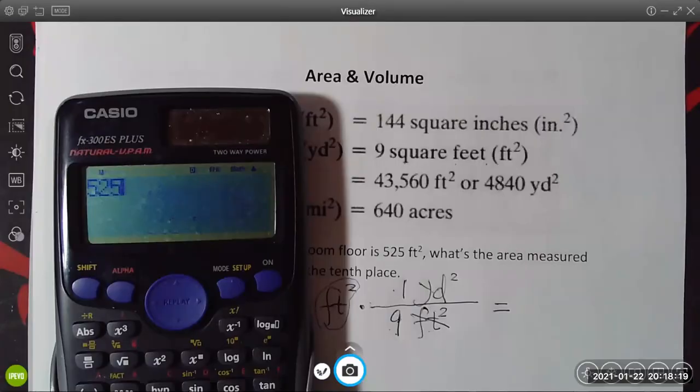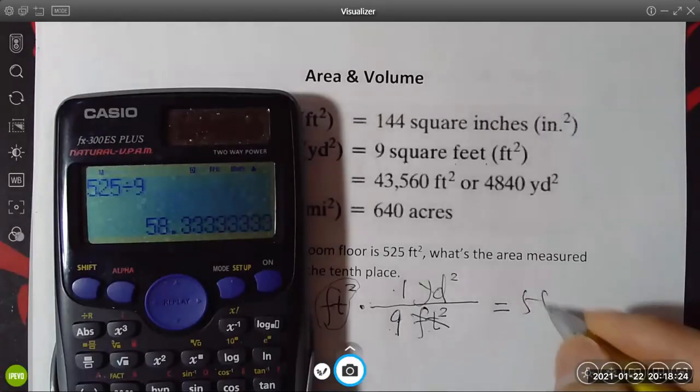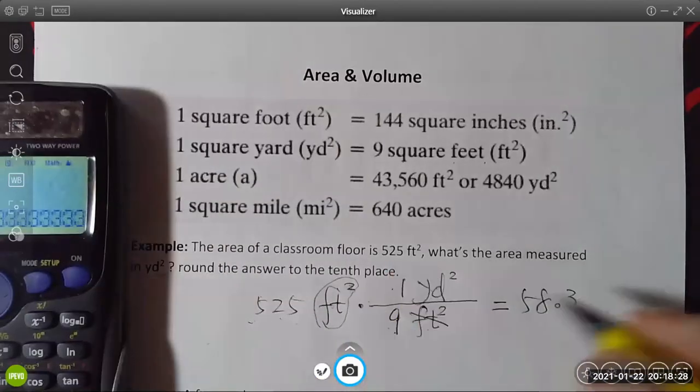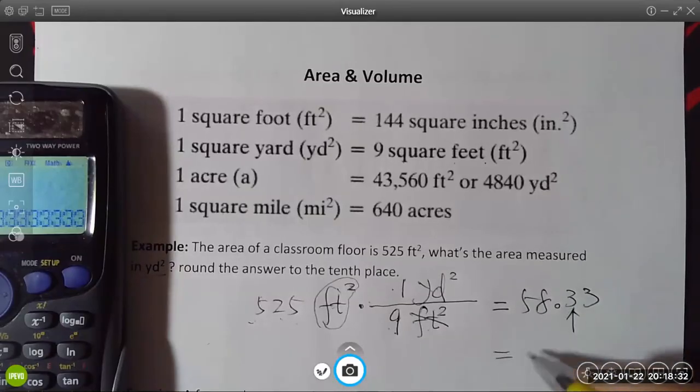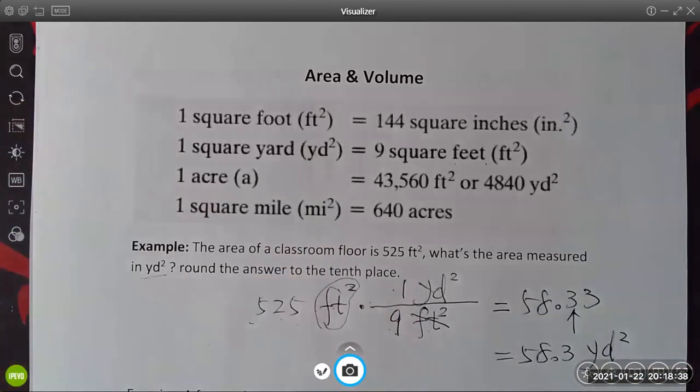525 divided by 9 is 58.33. We need the tenth place, so we just take 2 decimal digits so that we can round to the first digit, which is the tenth place. 58.3 square yards. So we finished the first one.